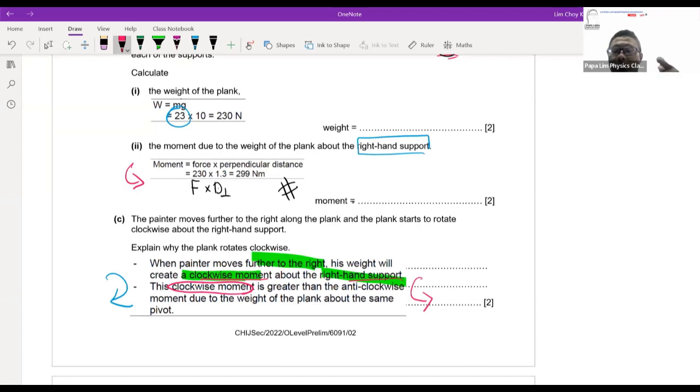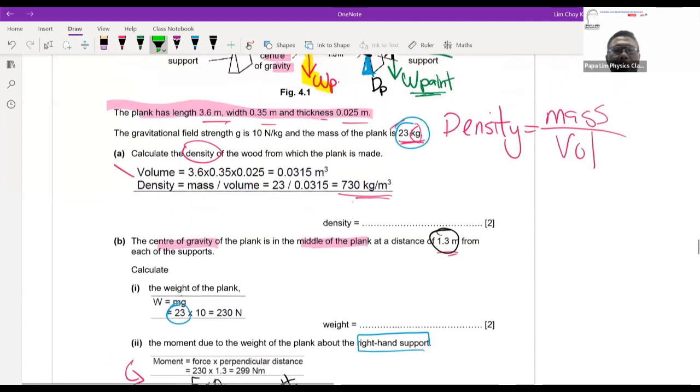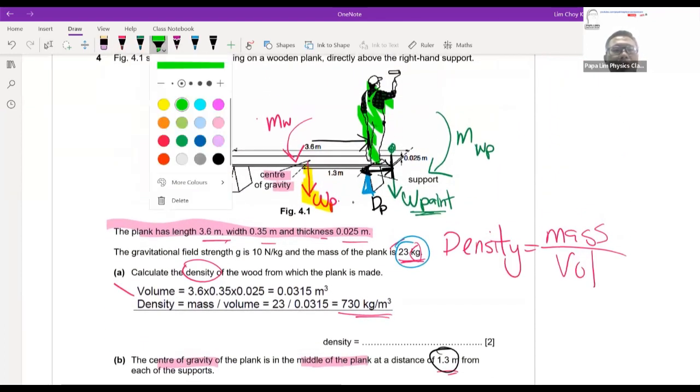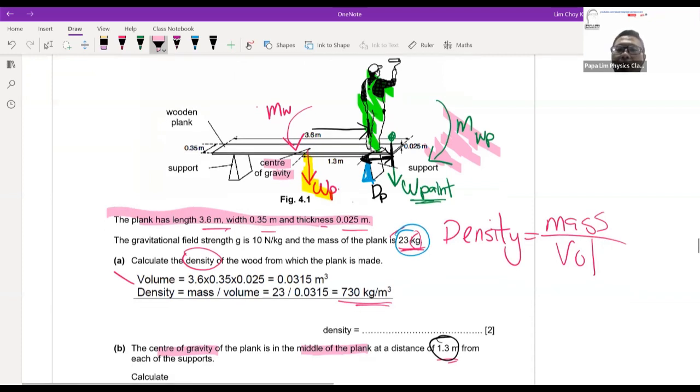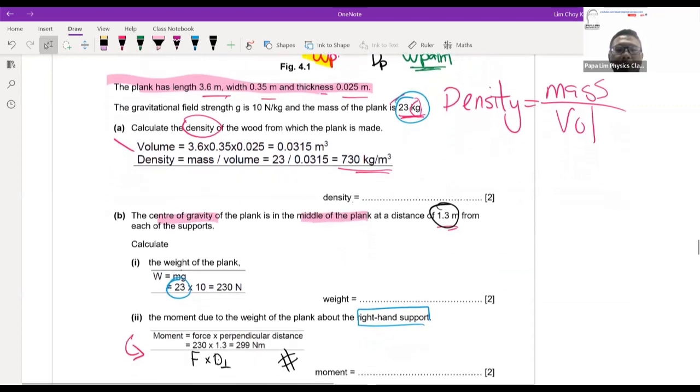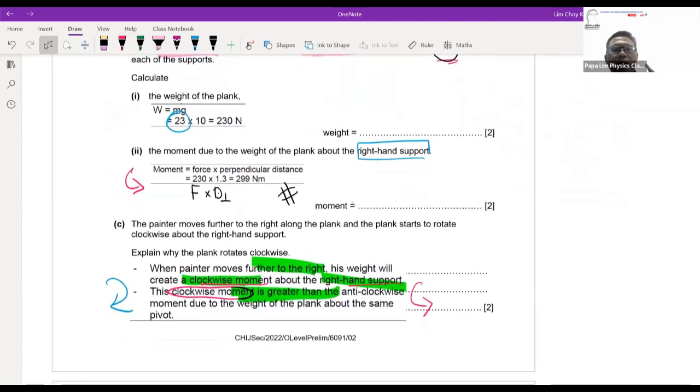Okay, so now when on the right side the clockwise moment is larger than the anti-clockwise moment of the plank, what's the result? The plank will topple. So if you take a look, the green color moment is much larger because of the difference in size of the force itself. The painter is much heavier than the plank. So the moment the painter steps to the right side, your clockwise moment will be higher than the anti-clockwise moment by the plank itself. And as a result, the plank will rotate and drop off, or to be exact, the painter will fall down.